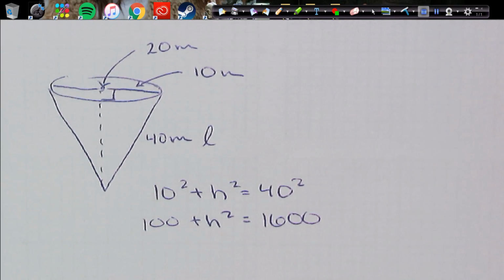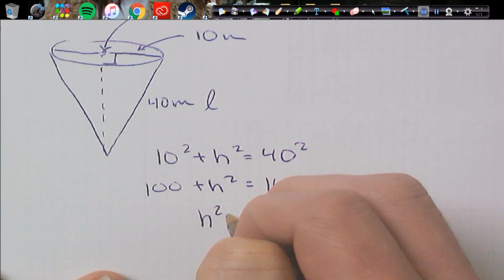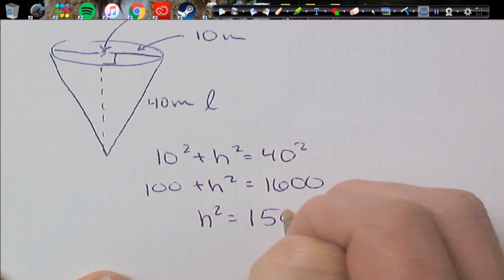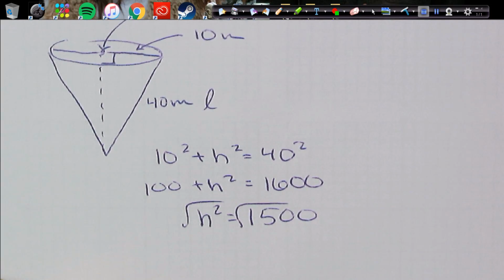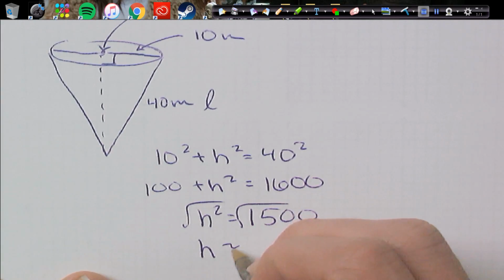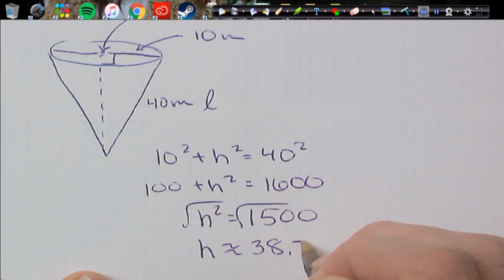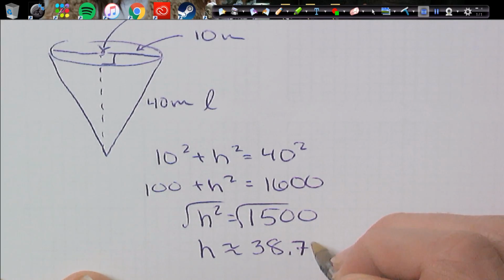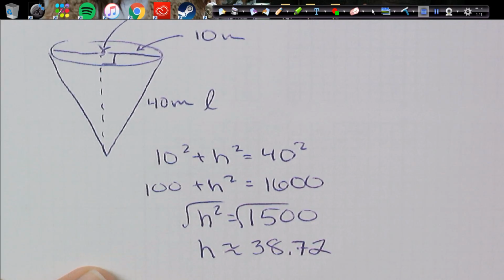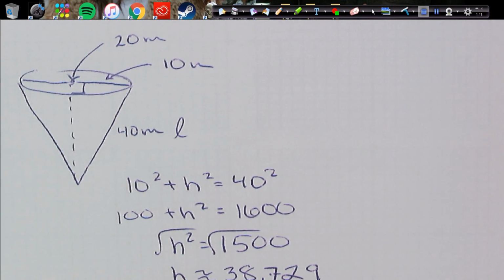Okay, we get that. Subtract. We get h squared equals, that's going to become 1500. Square root. Okay, we're going to have to do a little estimation here. So it's going to be approximately 38.7. There's our height. We'll go through decimal spots. Why not? Okay, so go ahead and use our formula here.